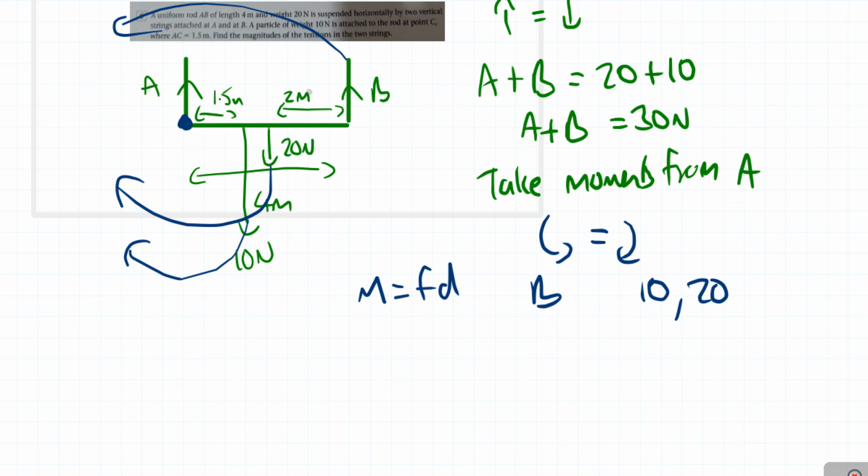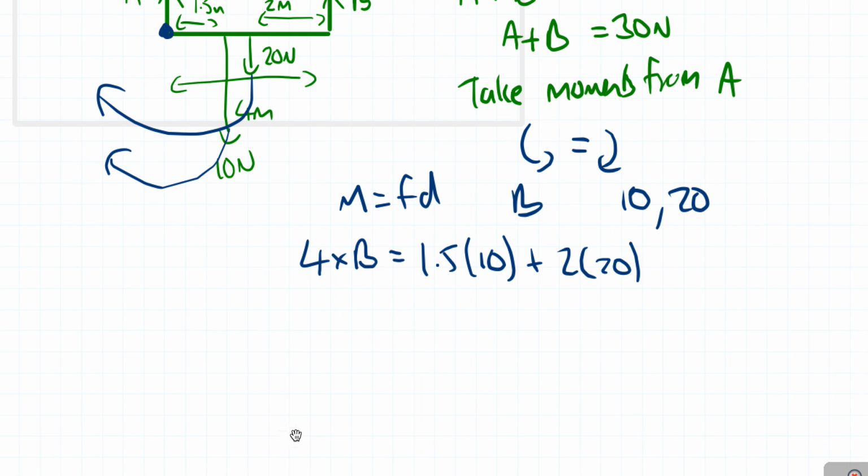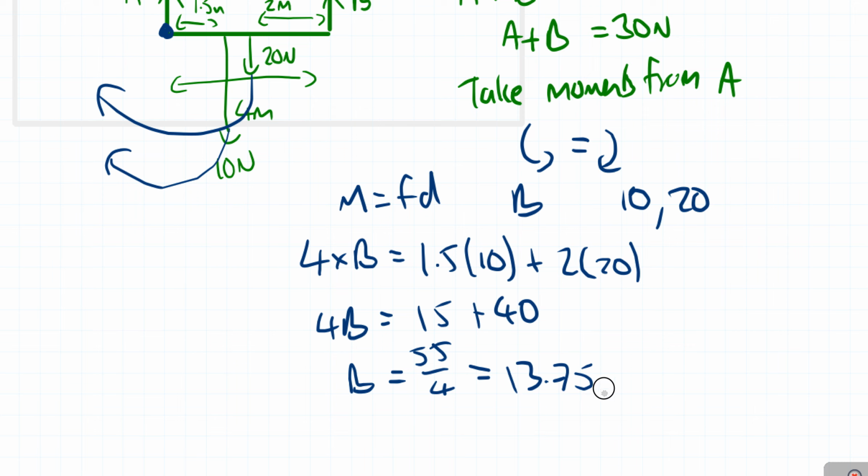So the rod is a whole length of 4, so it's going to be 4 times B is equal to 10, which is 1.5 metres away, so 1.5 times 10, plus the halfway point, which is 2 metres, so 2 times 20. From here, we just plug in our numbers, so 4B is equal to 15 plus 40, so B is 15 plus 40 divided by 4, so B is 55 over 4, which is equal to 13.75 newtons.